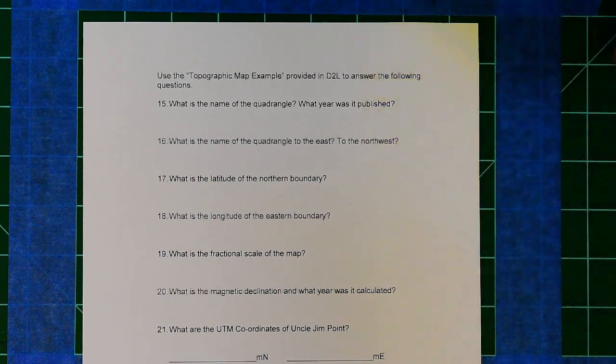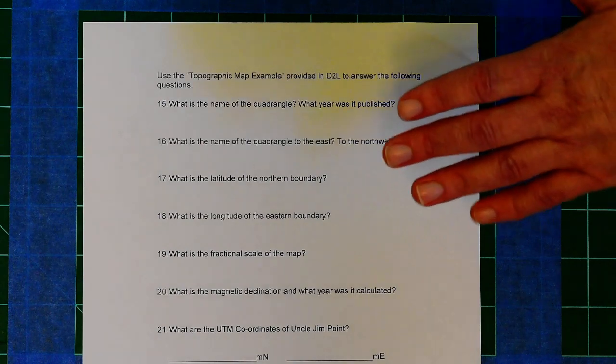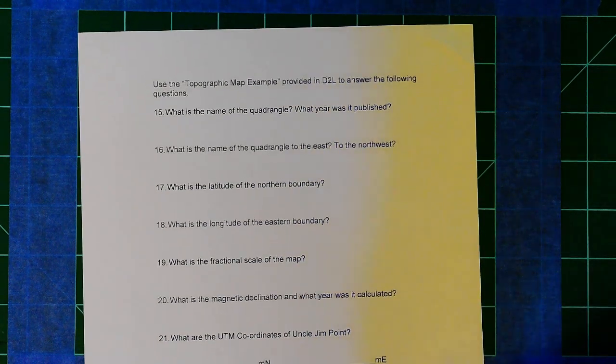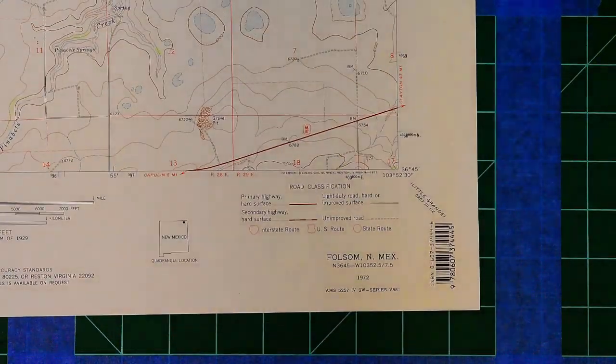Now, the last part of this map is using an actual topographic map that is loaded into D2L. So you can download an actual map. And you're going to have to find things. You're going to have to find like the latitude of the northern boundary or the name of the map and stuff like that. Well, I'm going to give you a little clue of how to find these things. This is one of my own topographic maps.